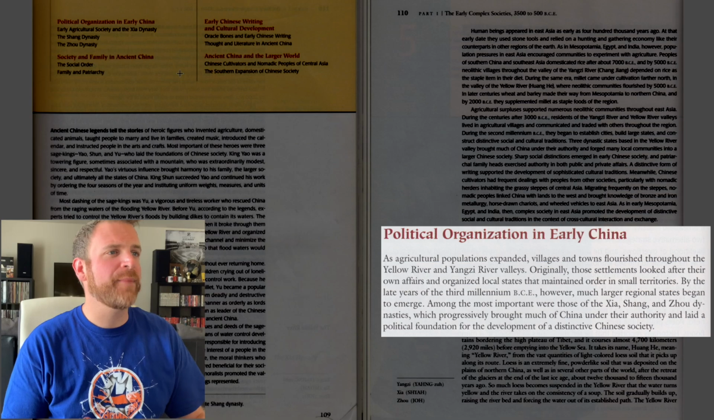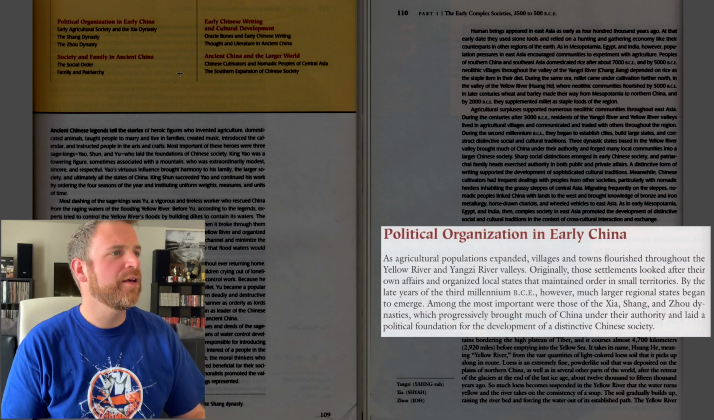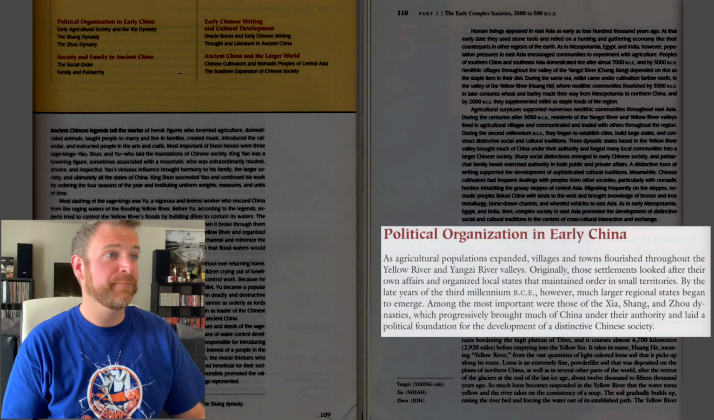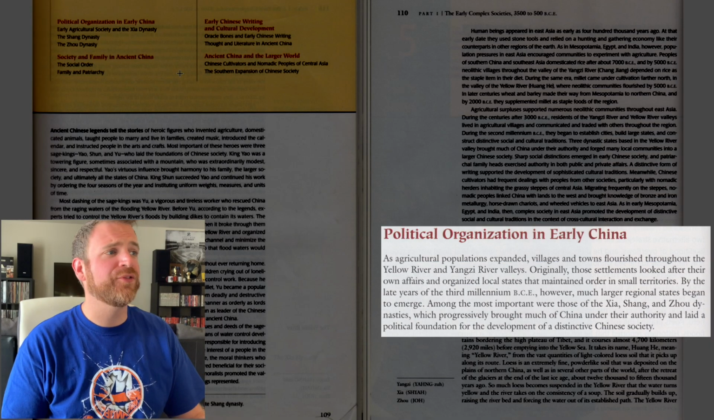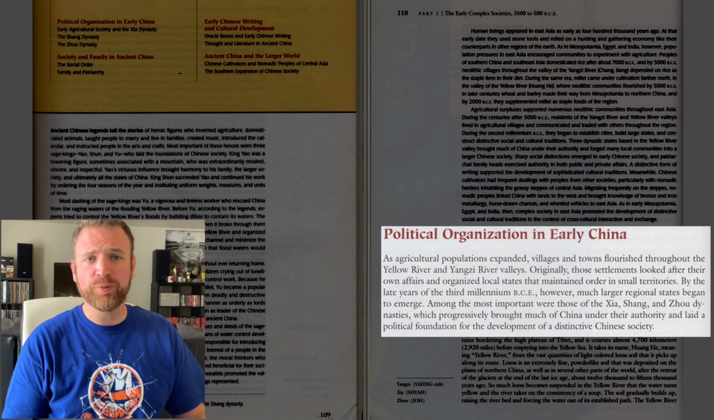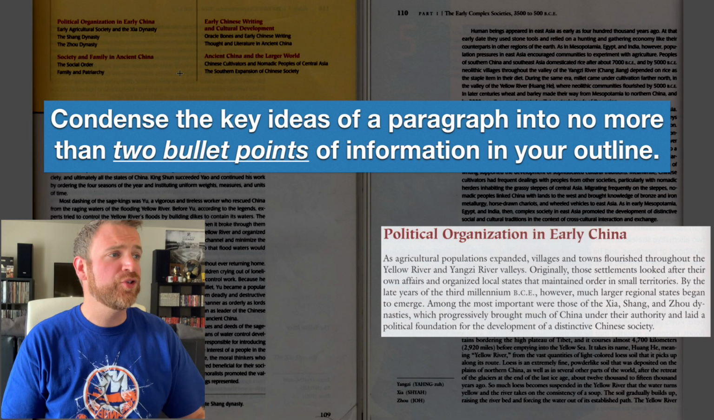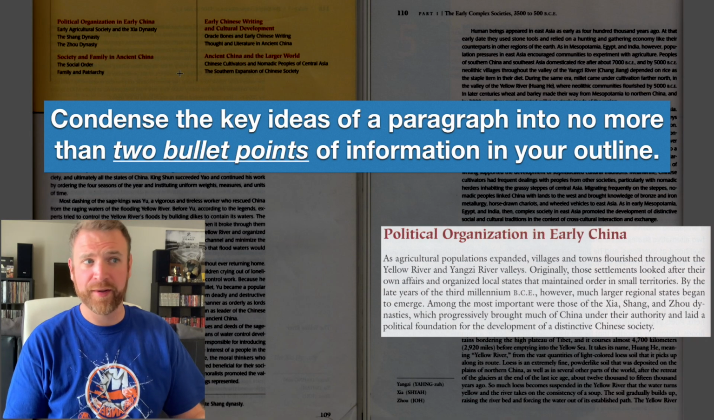Now you'll see a brief paragraph under the section title. You should already have read this when you were previewing the chapter and creating reading goals. If you haven't already done so, read these summaries, since they will prepare you for what you are about to read. We'll talk more about what to write on your outline shortly, but the general rule of thumb I would encourage you to follow is to limit yourself to no more than 2 bullet points per paragraph.